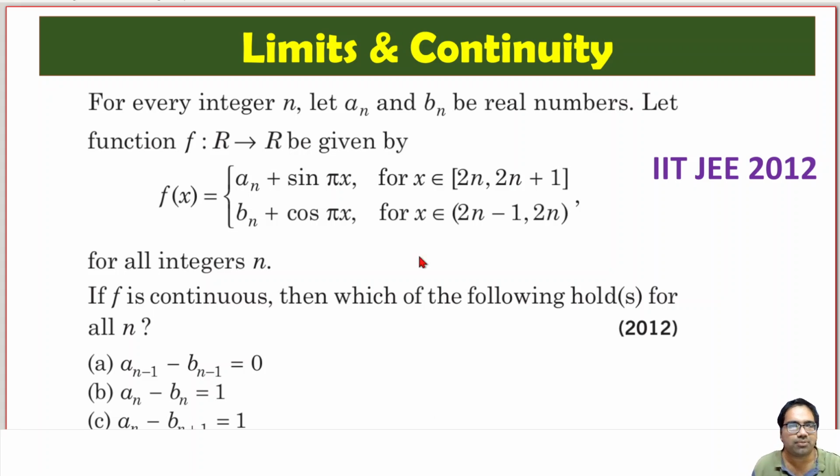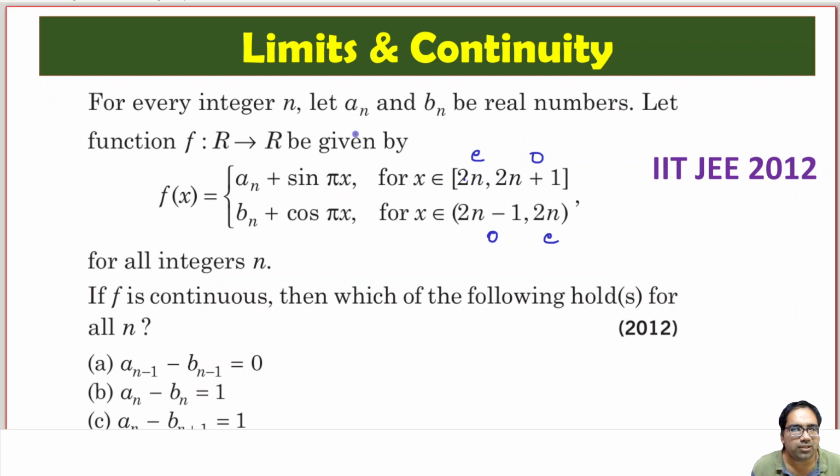Hi friends, we are given this problem: f of x equals an plus sine pi x when x belongs to the closed bracket of 2n and 2n plus 1. What does that mean? This is even and this is odd, right? And bn plus cos pi x when x is between 2n minus 1 and 2n. That means it is between odd and even. Sorry, here it is even and odd, and this is between odd and even. These are closed brackets, these are open brackets.